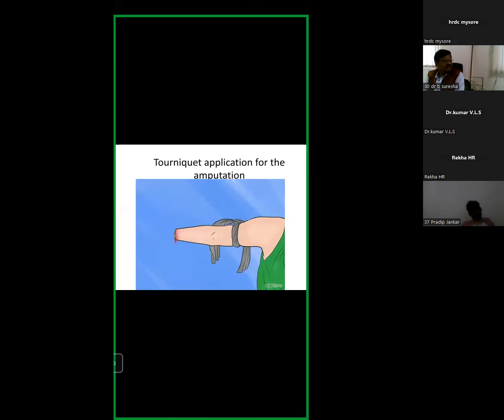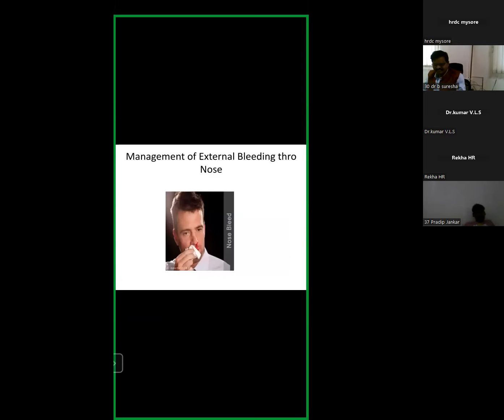Then amputation. Amputation-related injuries are quite common in disasters. For that we use a tourniquet. Tourniquet means, for example, for a hand-related injury, we put a tourniquet above the shoulder to reduce the blood loss, and the amputated part, if it is available, can be immediately and properly transported and it can be rejoined also.